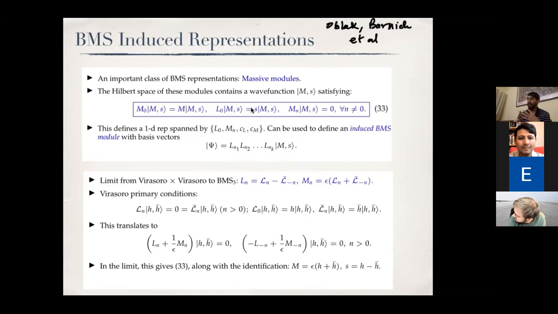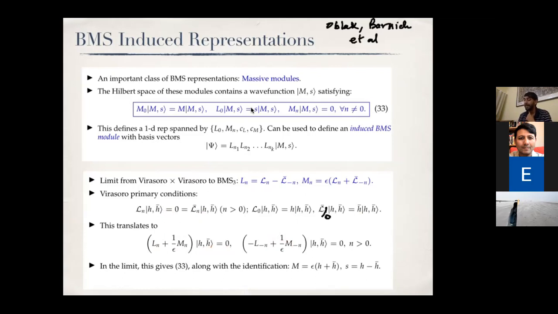Now let's think of this as a limit from Virasoro to BMS. So you know that the highest weight states are Ln, script Ln's and script L bar n's for n greater than 0, giving this equal to 0. L0 and L bar 0, this is not Ln, I'm sorry, this is L0. So these give you h and h bar. So this translates into Ln plus 1 over epsilon Mn acting on h bar equal to 0. So that is this guy, and this is this guy.